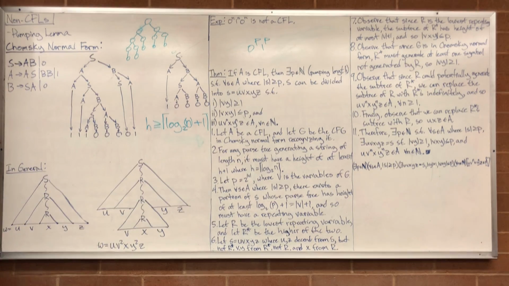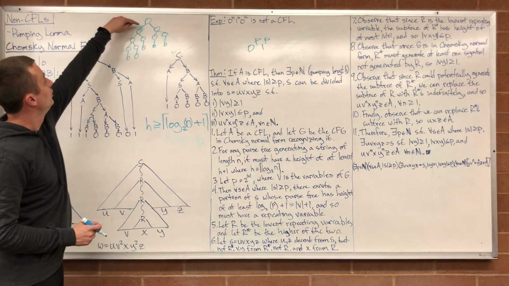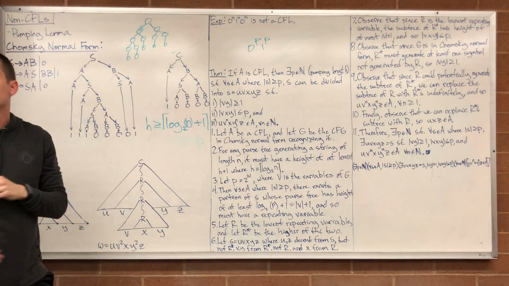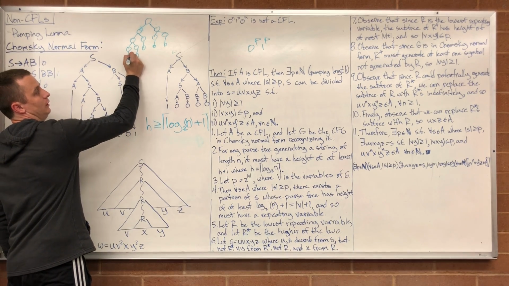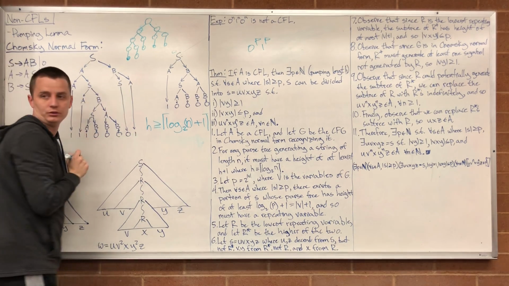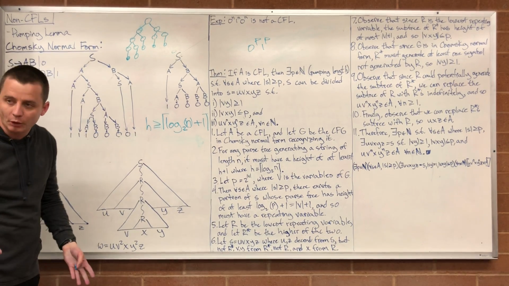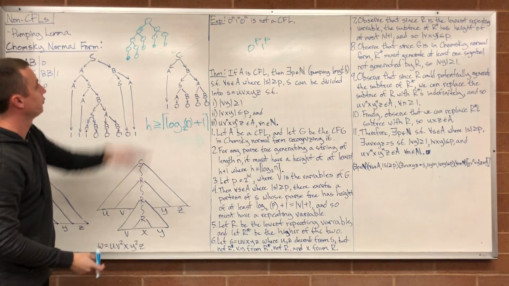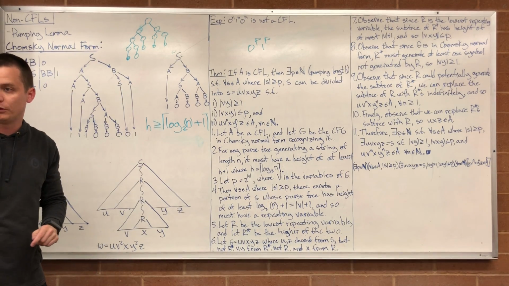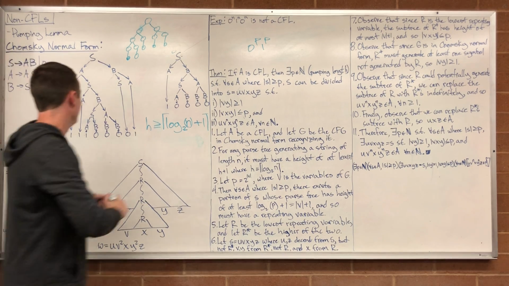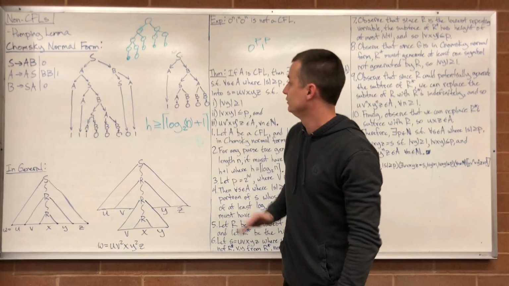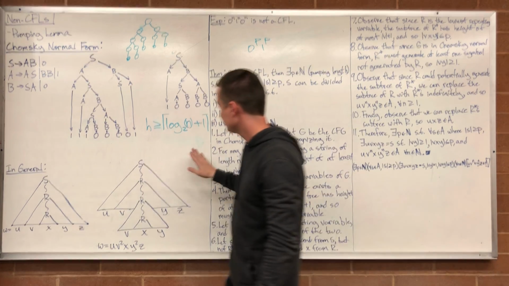Last thing to notice is the height of the parse tree, 1, 2, 3, 4, is also the number of variables that you get in some chain. Remember, this one's a terminal, but this is a variable, variable, variable, variable. So if you have a parse tree of height 4, that means you ultimately went through 4 variables to get to some terminal. Make sense? Okay, so those are the key things to notice about grammars in Chomsky normal form.